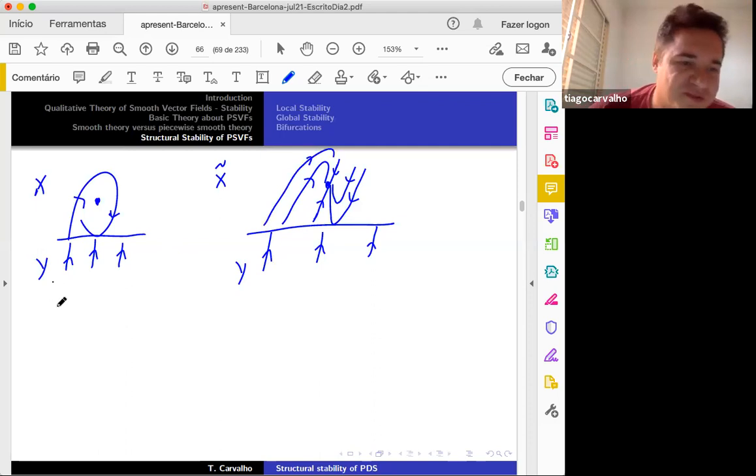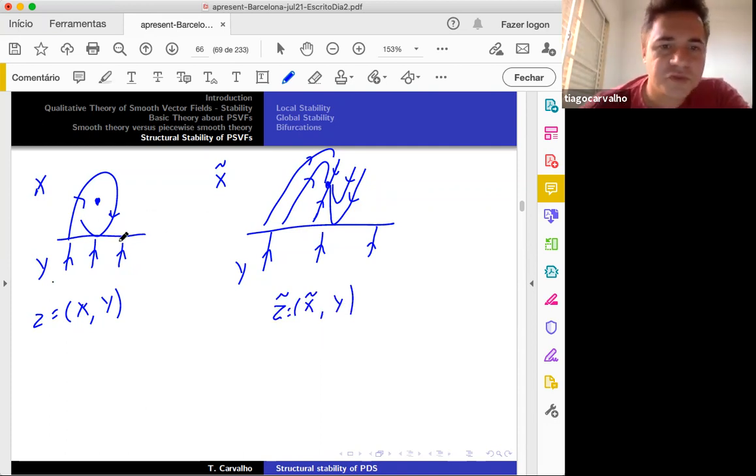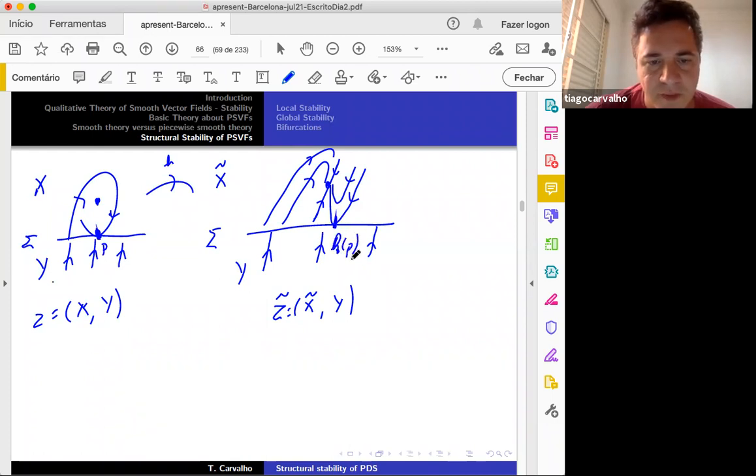So we have two piecewise smooth vector fields, the vector field Z and the vector field Z tilde. It's possible to define a homeomorphism between Z and Z tilde, but let's see what's happening with sigma. First of all, this homeomorphism has to send this tangential point, P, to this tangential point, HP. So let's consider a point P1 here.